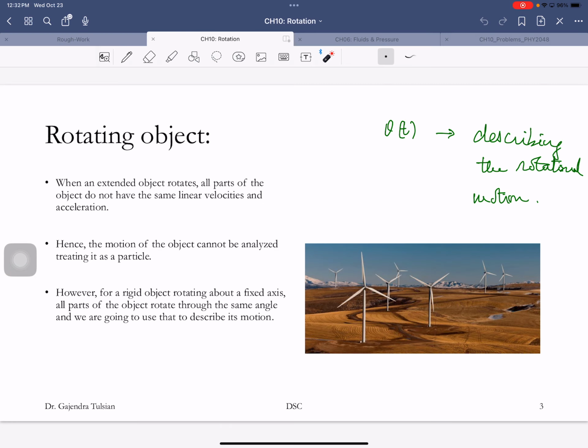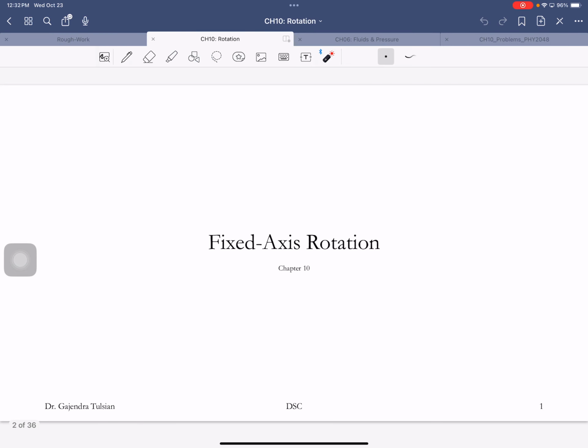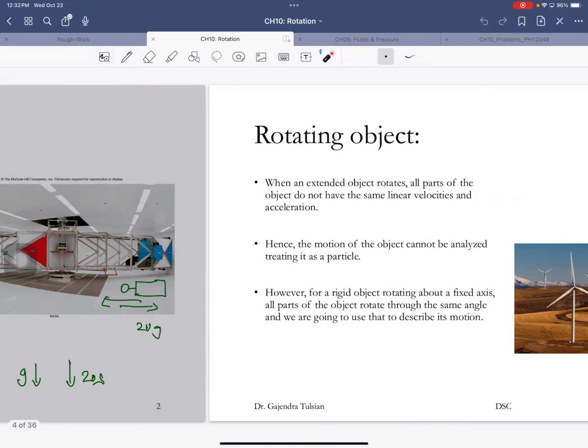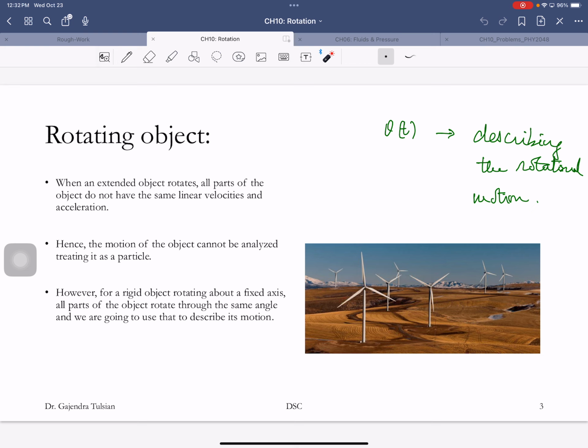All right, so in this chapter, what we're doing is studying fixed axis rotation. So a rigid object rotating about a fixed axis. For instance, here's an object, and now these guys actually turn into the wind, but we'll assume that the axis of rotation, which is that, is fixed. And this is a rigid object that rotates about that fixed axis, and that's what we're going to describe.